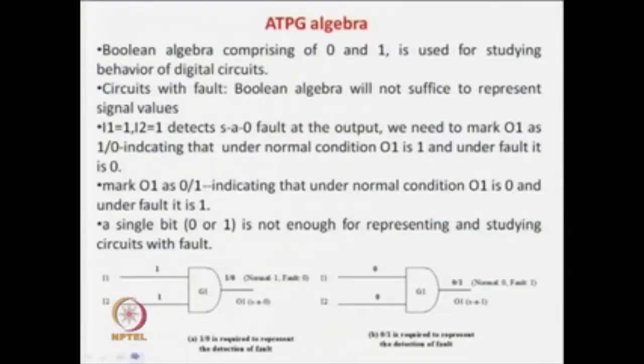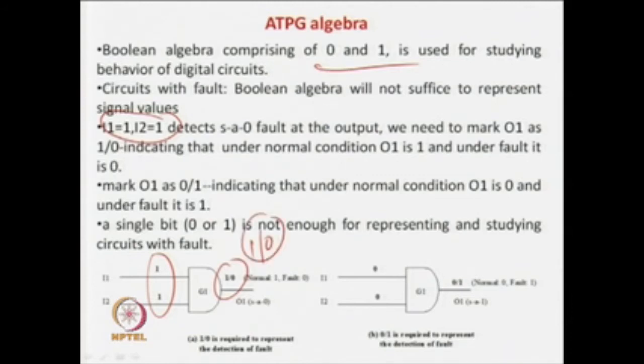So, let us see why we require a higher order algebra, other than Boolean algebra. Why do we require some other algebra for automatic test pattern generation? We know that Boolean algebra comprises zeros and ones, that is very well known. For example, if you have an AND gate, input I1 is 1 and I2 is 1. To detect a stuck at 0 fault at the output, it is very simple, we write 1 1 and in the output we say that in the normal case it is 1, fault case it is 0.